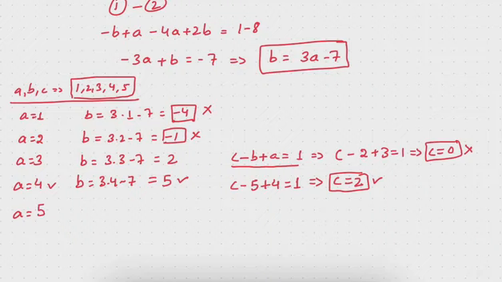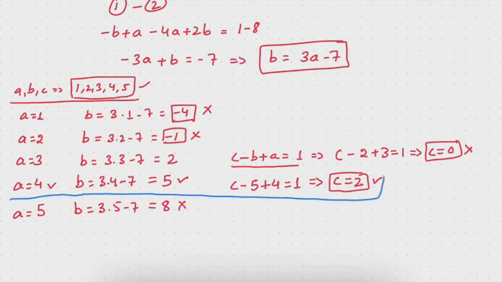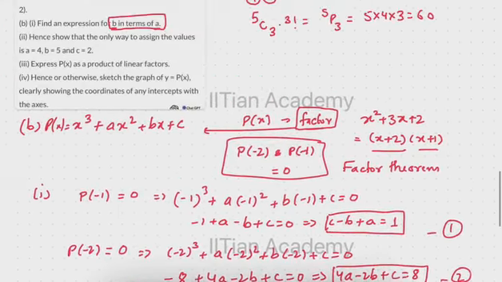Now let us check a equals 5. For a equals 5, this comes out to be 3 multiplied by 5 minus 7. It is 15 minus 7 equals 8, which is not possible because we do not have 8 here. So the only possible way is this, which if we see in the question is the same: a equals 4, b equals 5 and c equals 2.